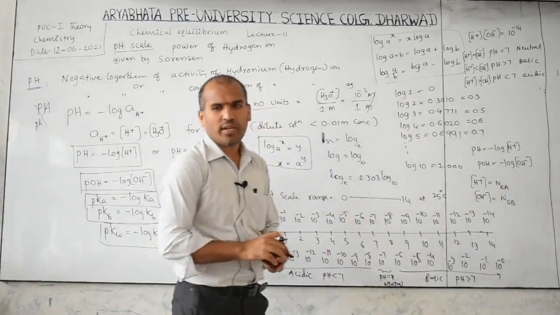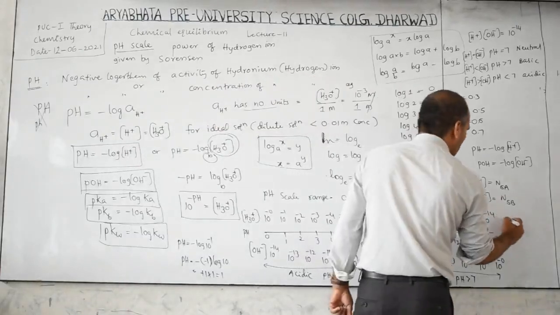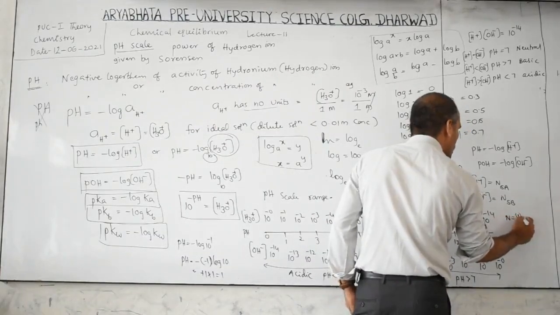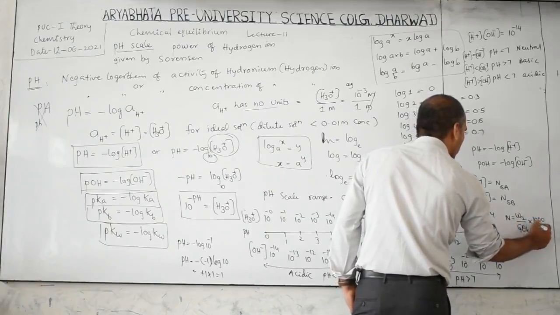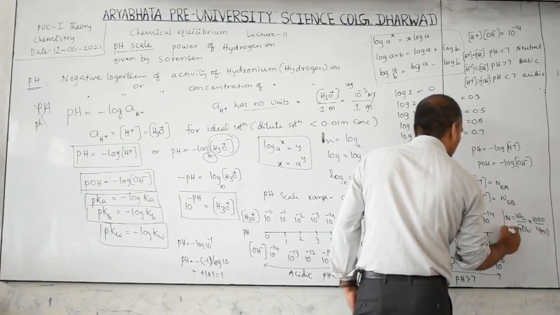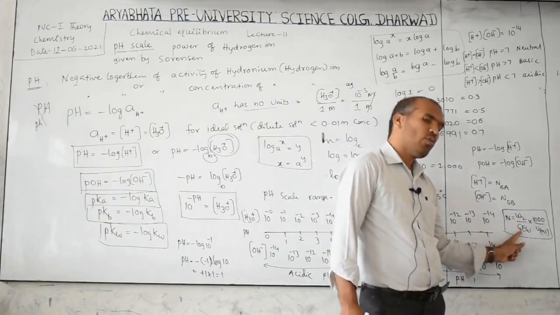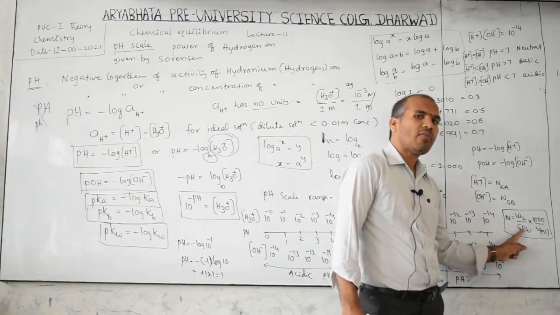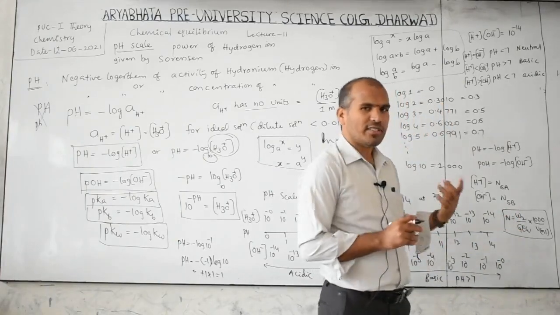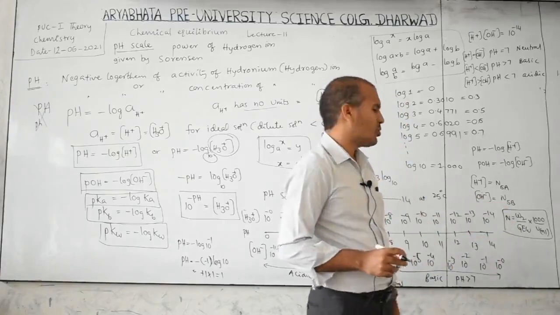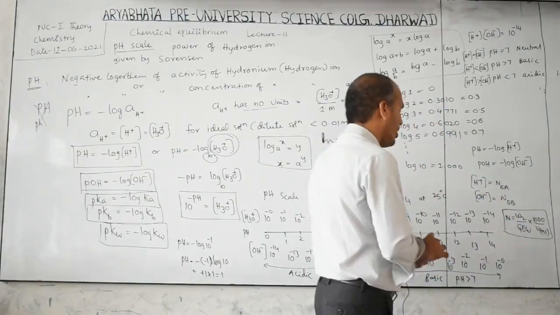So you know the normality formula, you may already be studying it in chapter 1. The normality formula is equal to W2 by gram equivalent weight into 1000 by V in milliliter. This normality formula is similar to the molarity formula, W2 by molar mass for molarity, gram equivalent weight for normality. Here we are only taking nearly 2 periods, that's why I am not discussing the gram equivalent weight. This is 1000 by V in milliliter.